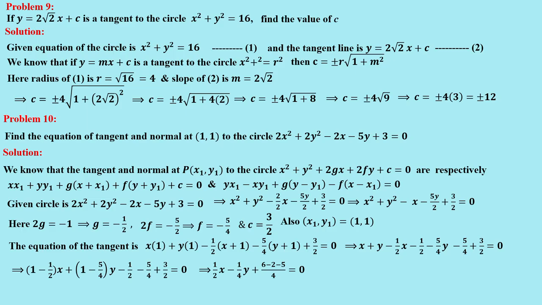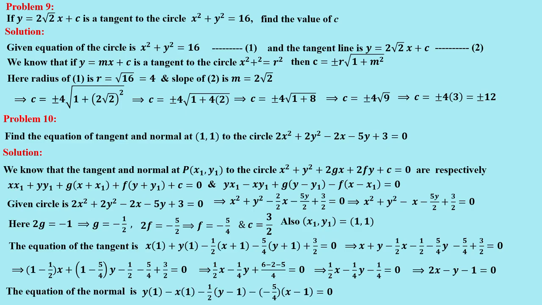So you will get, taking LCM and solving, 4 minus 5 by 4, so minus 1 by 4. Here 4 is the LCM, so 2 plus 2 minus 5 plus 6, the whole divided by 4. So you will get 1 by 2x minus 1 by 4y minus 1 by 4. Multiplying with 4, 4 by 2 is 2x minus y, and the 4s get cancelled, minus 4 by 4, 1 minus 1 equal to 0, which is the equation of the tangent.